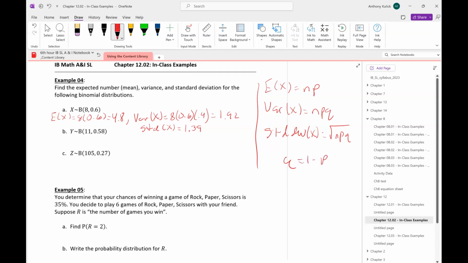Can you define Q? Q is 1 minus P. And then that's for X. Oh, binomial distribution, N and P. Right. So for part B, what's N? Oh, the 11. Good. What's P? 0.3. And what's Q? 1 minus 0.5. Or 0.42? Yes. That sounds great.